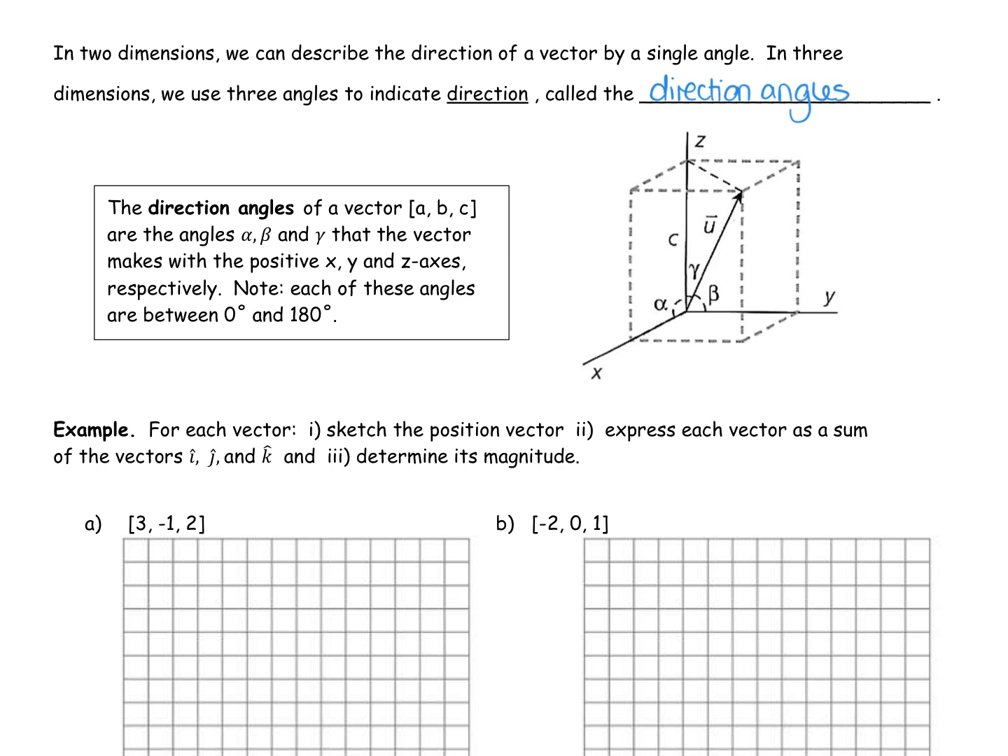And you can just see here in the diagram and in the box that we call those angles alpha, beta, and gamma, and they're the angle that the vector makes with each axis, the x-axis, the y-axis, and the z-axis. And all of these angles would, of course, be between 0 and 180 degrees. We're not going to calculate those at all, but it's just important that you know that they're called direction angles. Okay, so let's see if we can put it all together and try an example.